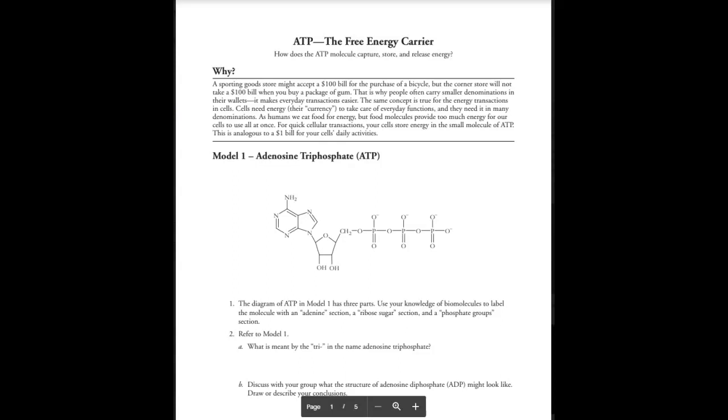Hi guys, today I'm going to take you through the answers to the two packets we've done recently, okay? Starting off with the packet about ATP, adenosine triphosphate, a super important molecule that's going to be very important throughout the whole year, but especially in this unit. So I'm just going to roll through the answers here.